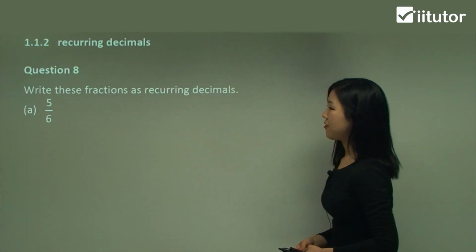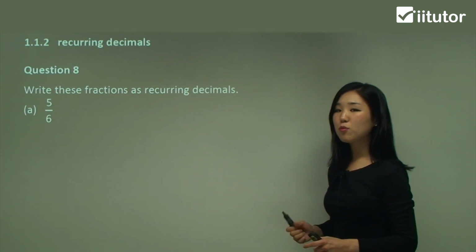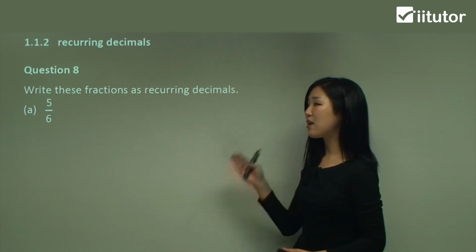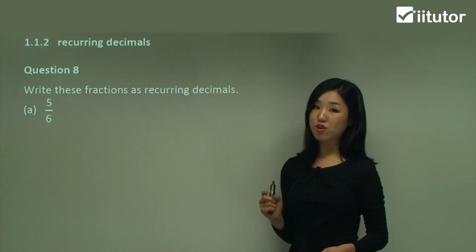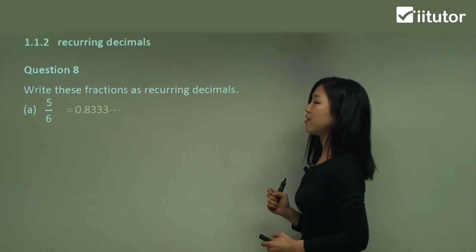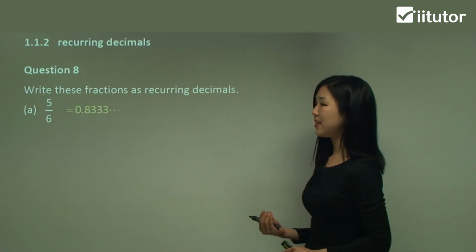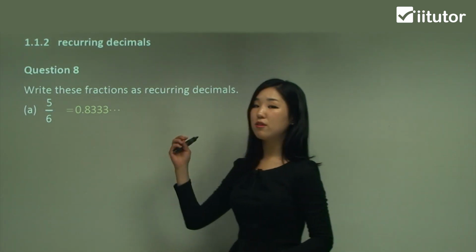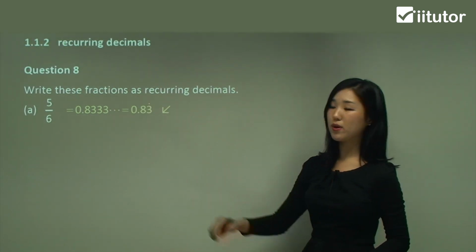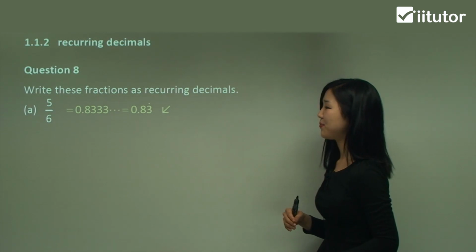Let's get started with question 8. Write these fractions as recurring decimals. In this part, I just want you to have a calculator handy, guys, and put that into your calculator using your fraction key, and you should get something like this. Which one is the recurring number? Is 8 recurring? No. Only the 3 is recurring, so we leave the 8 and we simply put the dot on top of the 3. That's all you need to do.